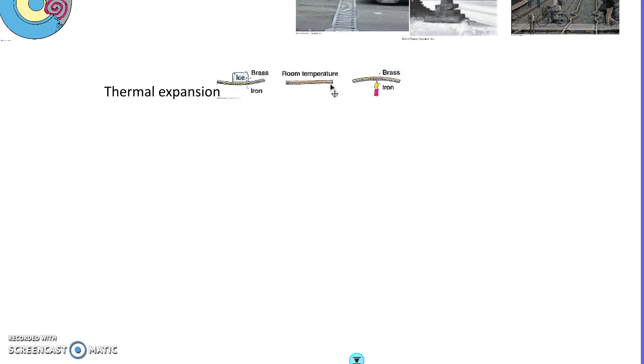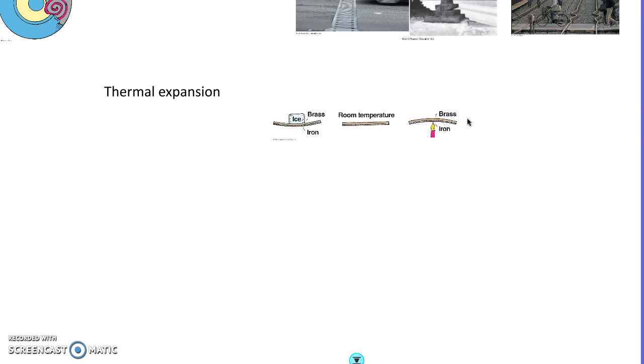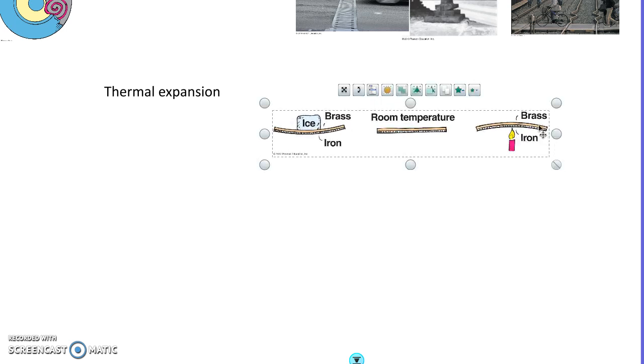But basically, they're called bimetallic strips. Bi because there are two metals, one on one side, like this one's brass on one side, iron on the other side. If they're at room temperature, they expand about the same amount, and so it makes a nice flat piece of metal.